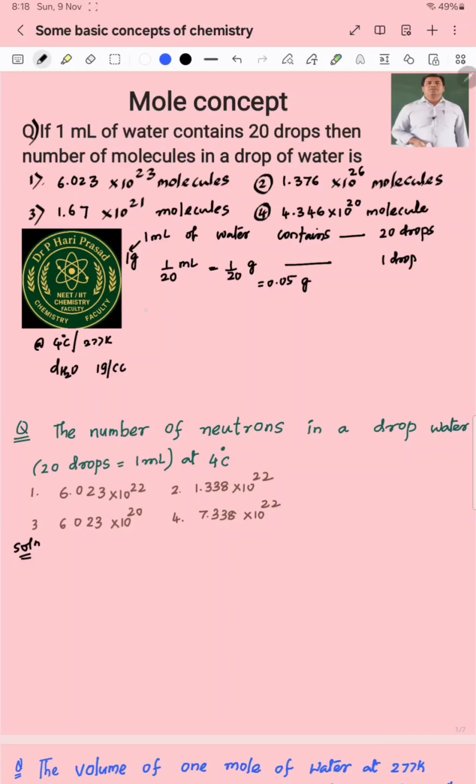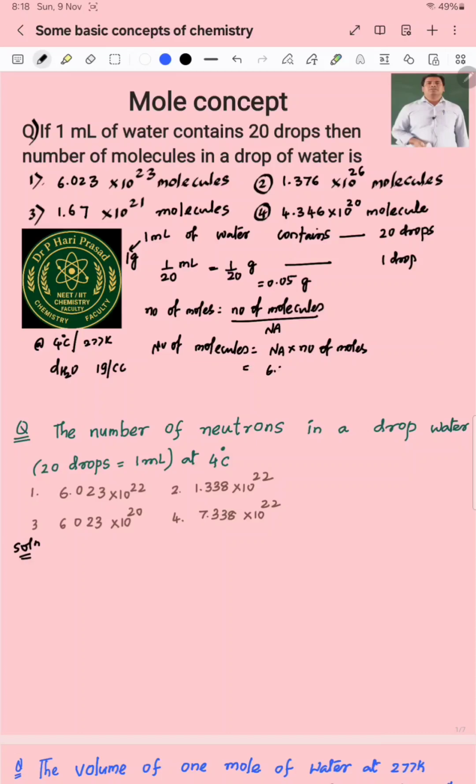Okay, so generally we have a formula for the number of moles. If the number of molecules is given, students, number of moles is equal to number of molecules divided by Avogadro number. So Avogadro number is equal to 6.023 into 10 to the power of 23, right? Now I need the number of molecules. So can I write number of molecules is equal to number of moles into Avogadro number? Yes, right.